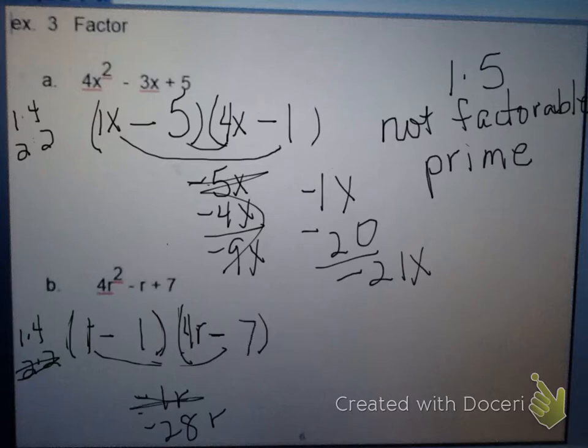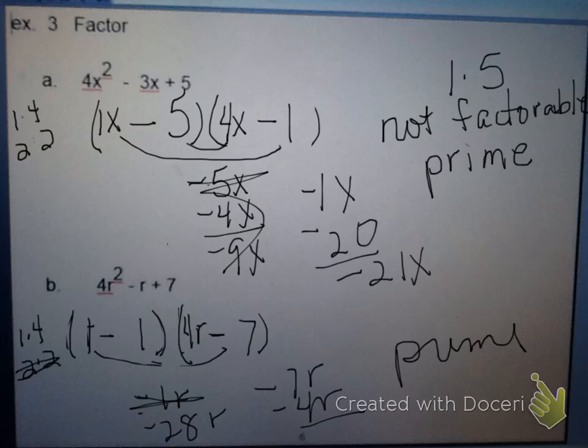So my outside is a negative 7r and a negative 4r, which is a negative 11r. And that doesn't work. So I have tried everything. So this is also prime. Okay, that is the end of the guess and check method.